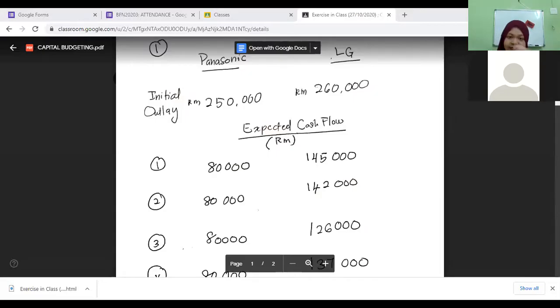Okay, this is the example of the question. I have shared this example with another group. So you've been given two types of cash flow. Can you see my screen? The Panasonic and LG. Can you see it? Okay, good.